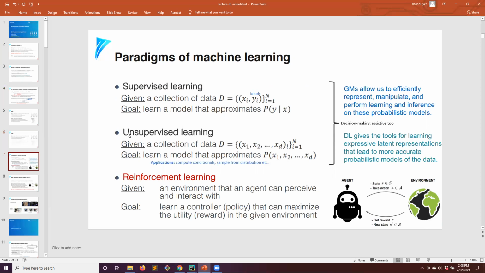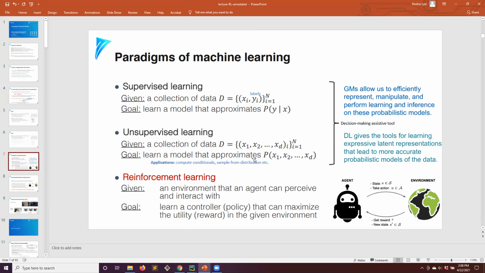So this is pretty general for machine learning, but we actually have different kinds of learning. First one is supervised learning, where we have a set of data where the observations are the x, and then we have the labels being y, and the goal is to learn a model that approximates the probability of y given x. And in unsupervised learning, we just have all of the x's, and then we want to learn a model that approximates this joint distribution.